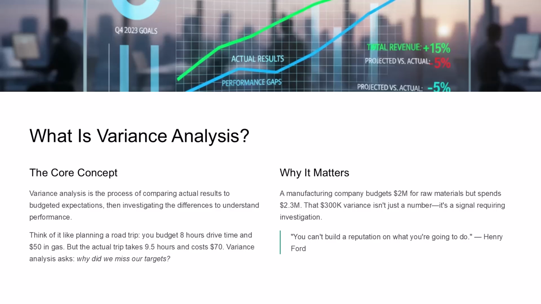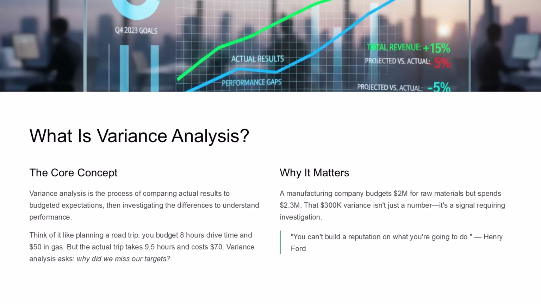The foundation. What is variance analysis? Let's start with the fundamental question. What exactly is variance analysis? At its core, variance analysis is the process of comparing actual results to budgeted expectations, then investigating the differences to understand performance.